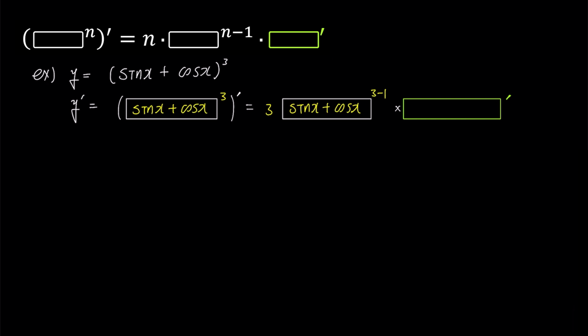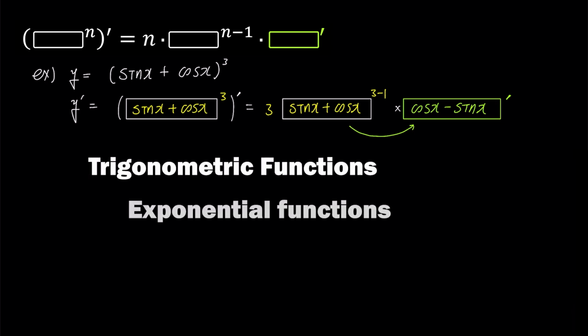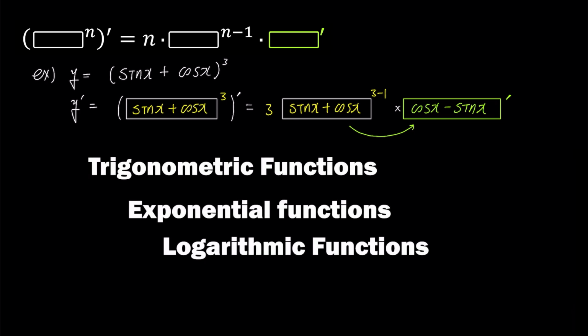And the most important part is the box prime, which requires multiplication. The derivative of sine x is cosine x, and the derivative of cosine x is negative sine x. If you are not familiar with this yet, don't worry at all. I'm currently preparing videos on differentiation using the box rule for trigonometric functions, exponential functions, logarithmic functions, and more.